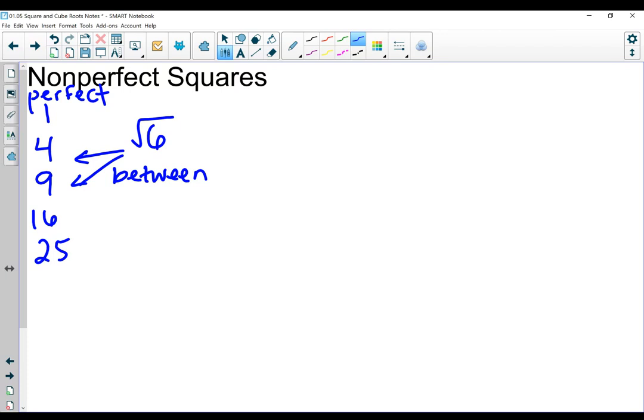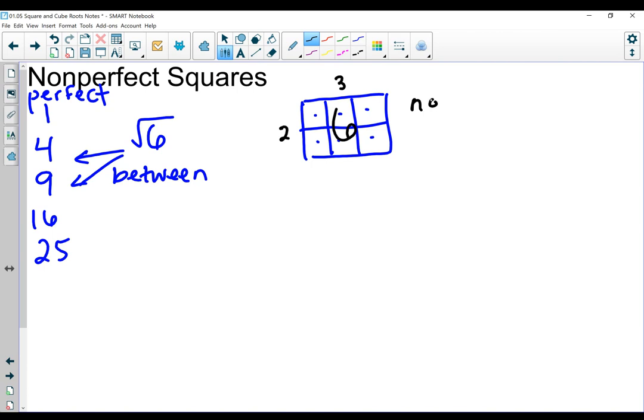Another way I can tell is by actually trying to build it. So when I use 6 tiles, 1, 2, 3, 4, 5, 6, this is a representation of 6. I have 2 on one side and I have 3 on the other. It is not a square. So when I want to find the value of a non-perfect square, I'm going to have to use a calculator.